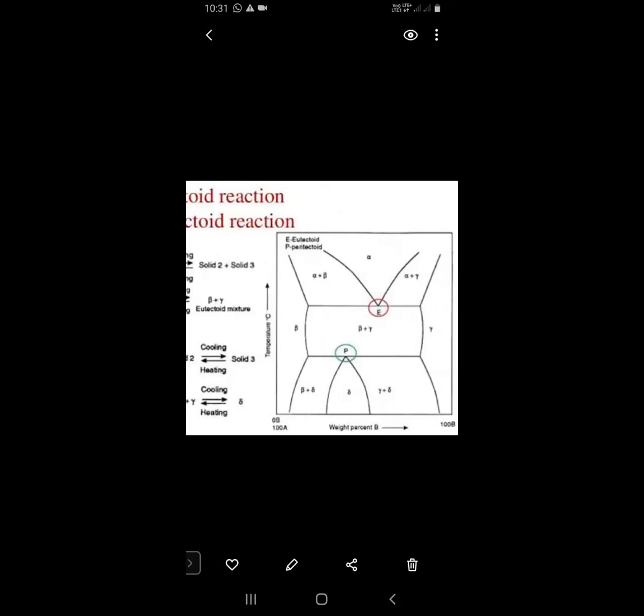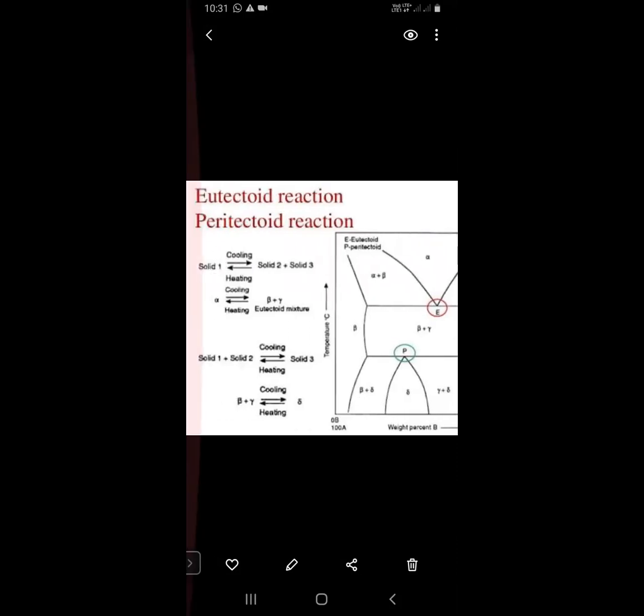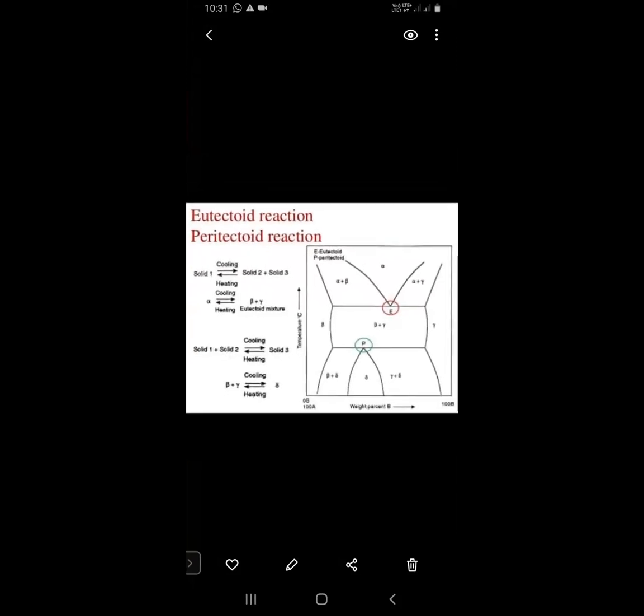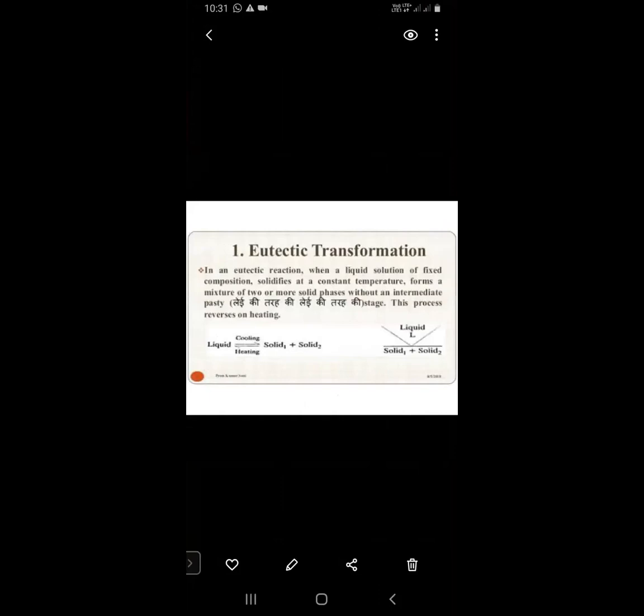Delta, yes, that is very clearly shown in this phase diagram. Have you understood? Yes, sir. These are the phase diagrams. So far we have discussed 6 phase diagrams.